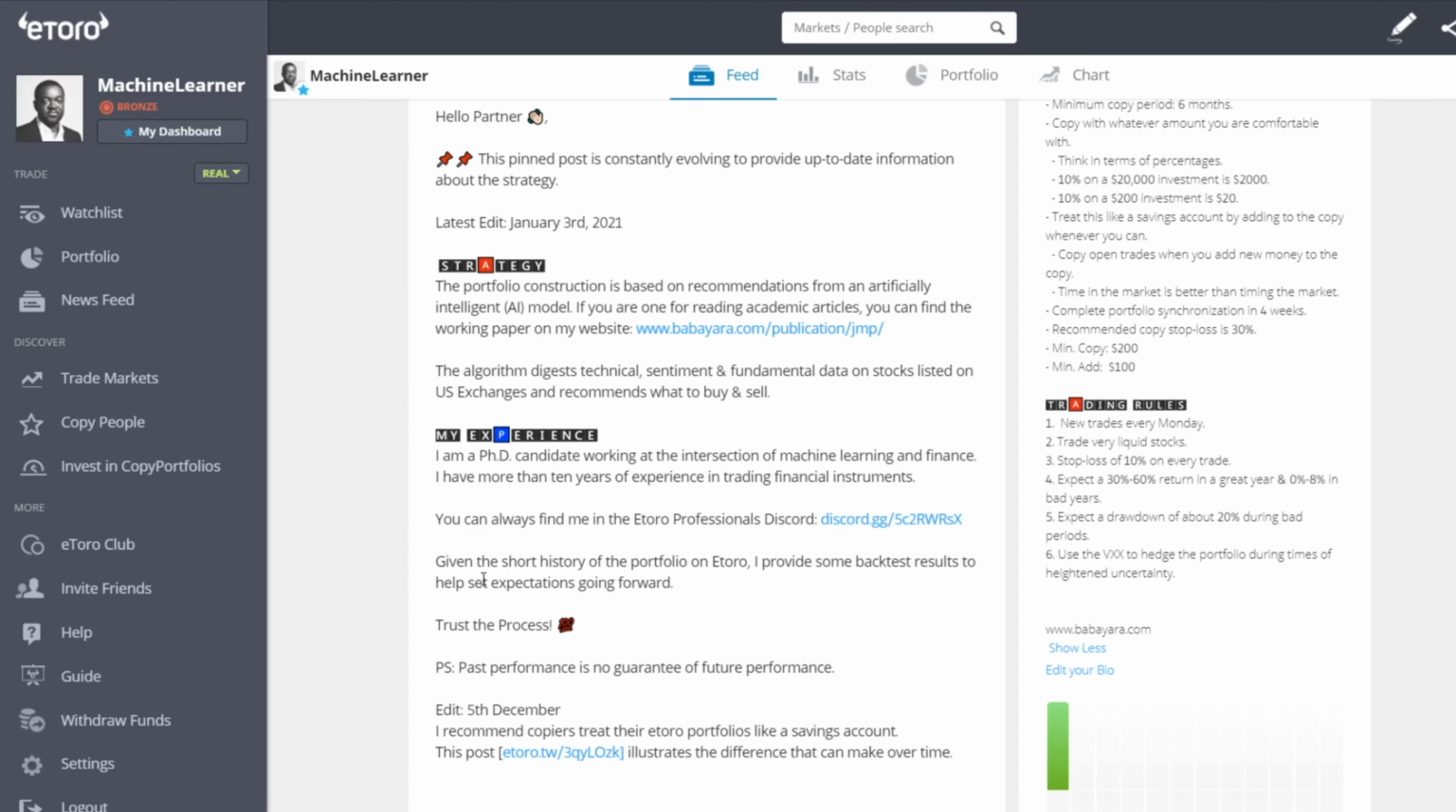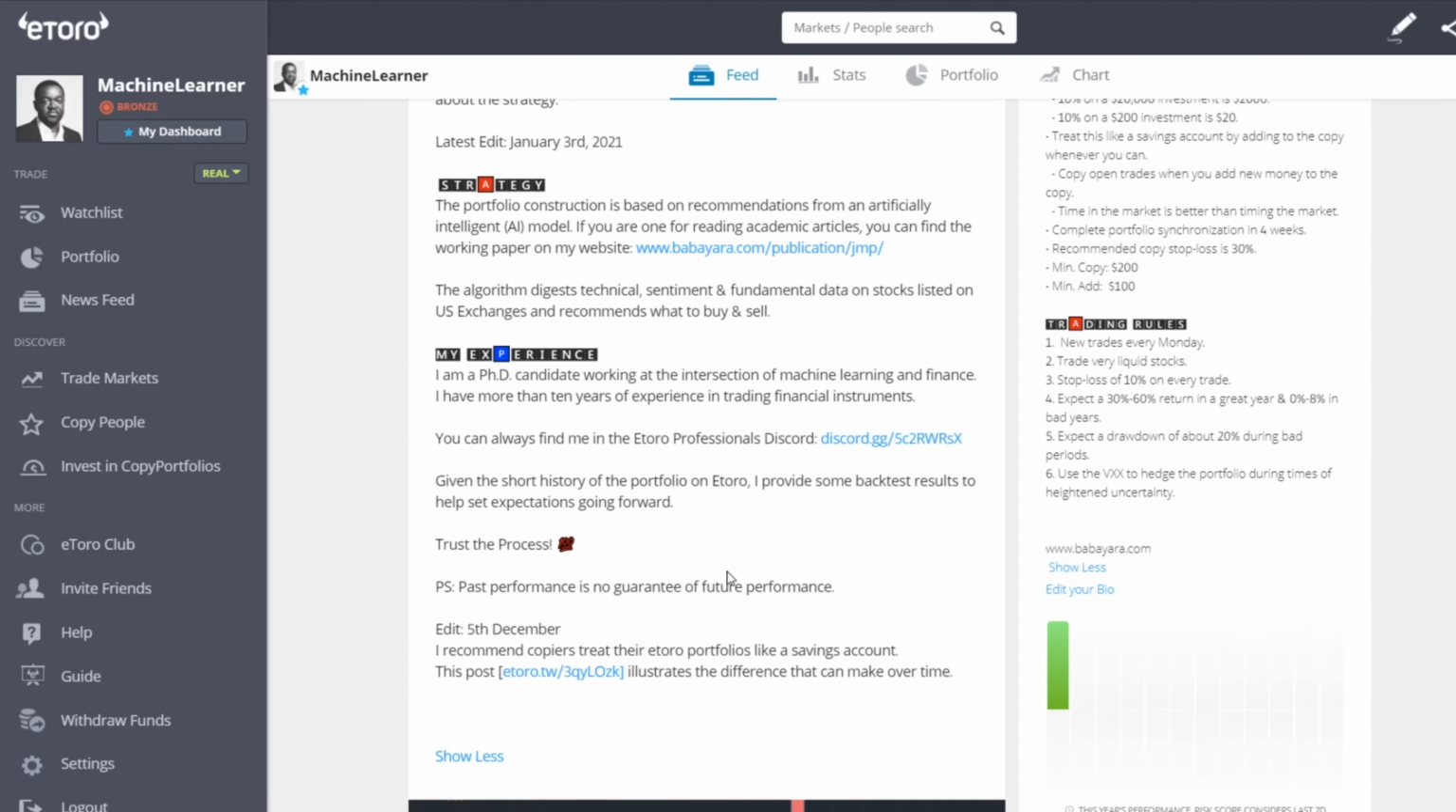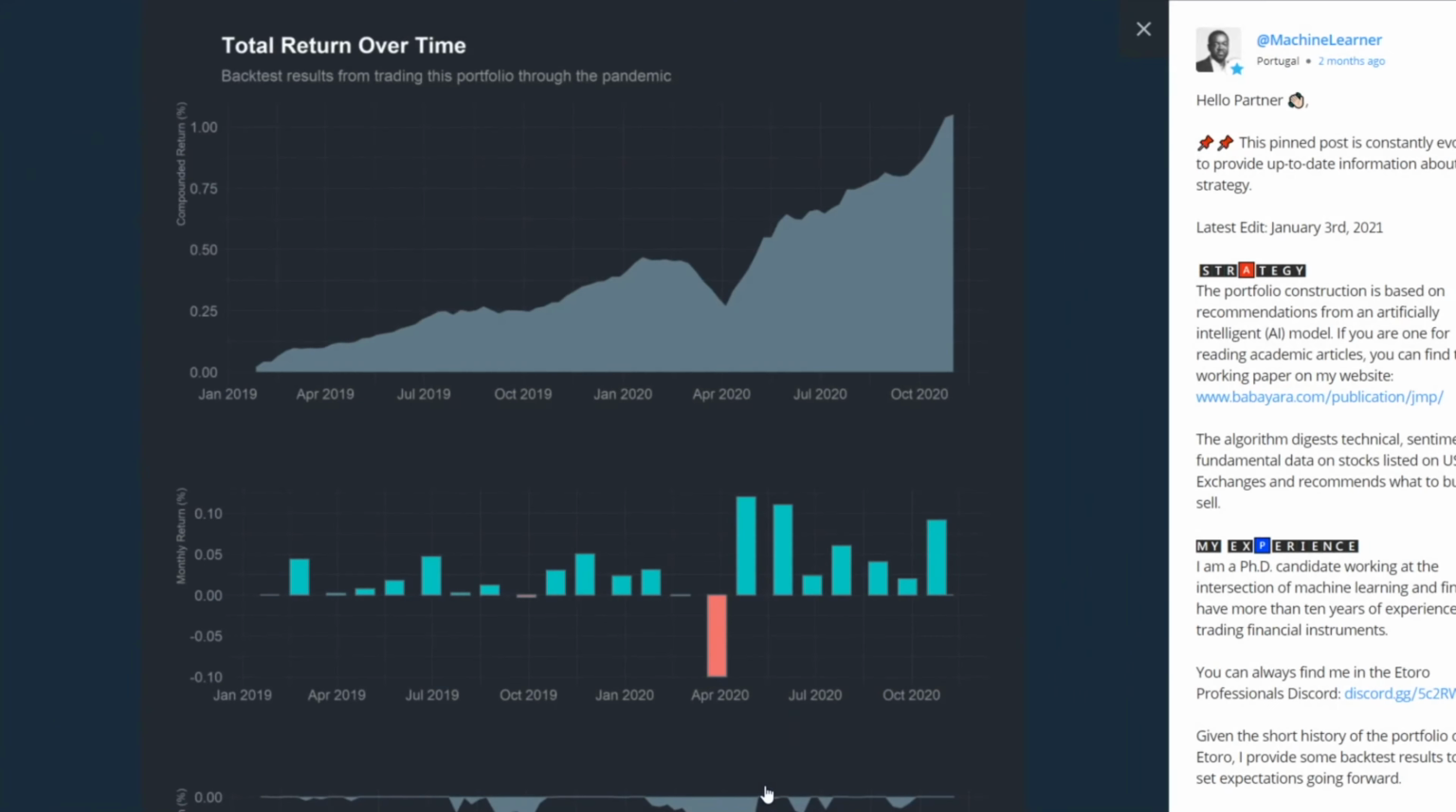And so also, giving the short history of my portfolio on eToro, I do provide some backtest results, which sort of paints a very good picture. So from January 1929 to around October 2020, if you had been following signals from this AI model, you would have made a little over 100.